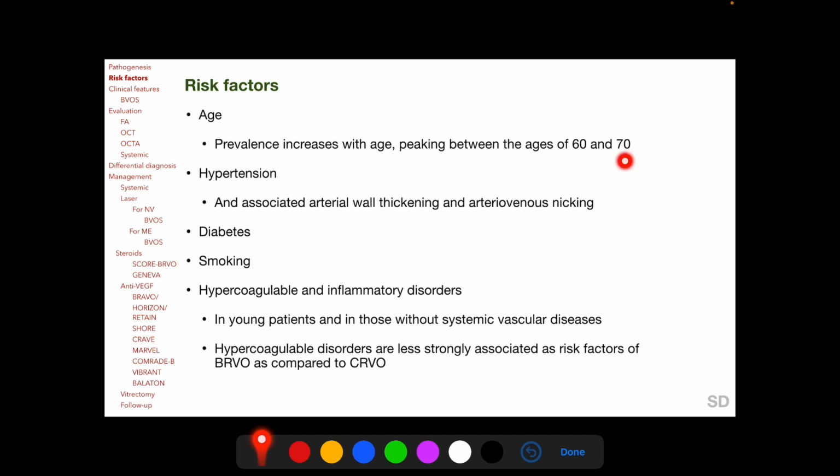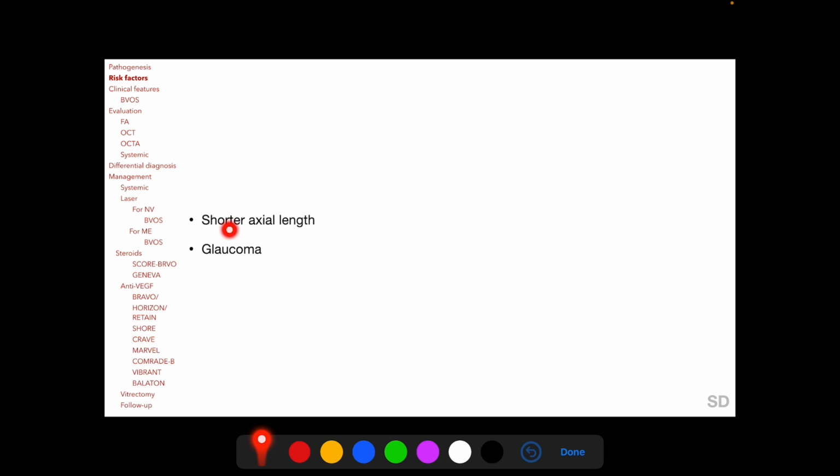ages of 60 and 70 years, hypertension, diabetes, smoking, and hypercoagulable and inflammatory disorders, which should particularly be suspected in younger patients and in those without systemic vascular diseases such as diabetes and hypertension. But hypercoagulable disorders are less strongly associated as risk factors of BRVO as compared to CRVO. Ocular risk factors include shorter axial length of the eye and glaucoma.